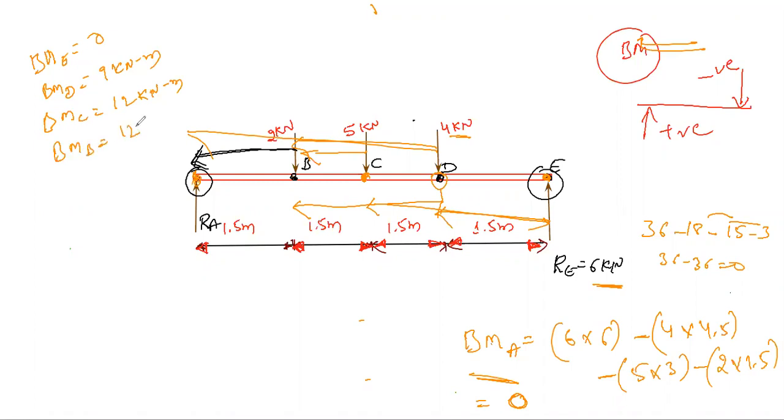ये भी 12 आया था ना, 7 आया था. नहीं सर 6.5 आता. 7.5. 7.5, very good. 7.5 kilonewton meter. Okay, bending moment at point A is 0.